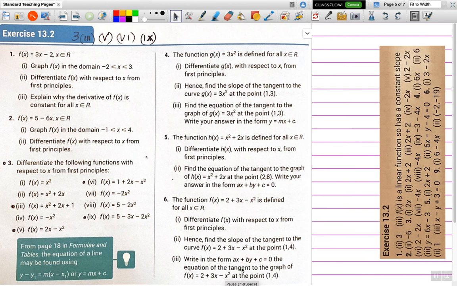And finally, this is the exercise 13.2 I want you to do. I've marked the questions already. It's question 3 that I want you to focus on. There aren't many questions, just make sure you learn it and you can do it off by heart. Make sure you learn the formula. Thank you.